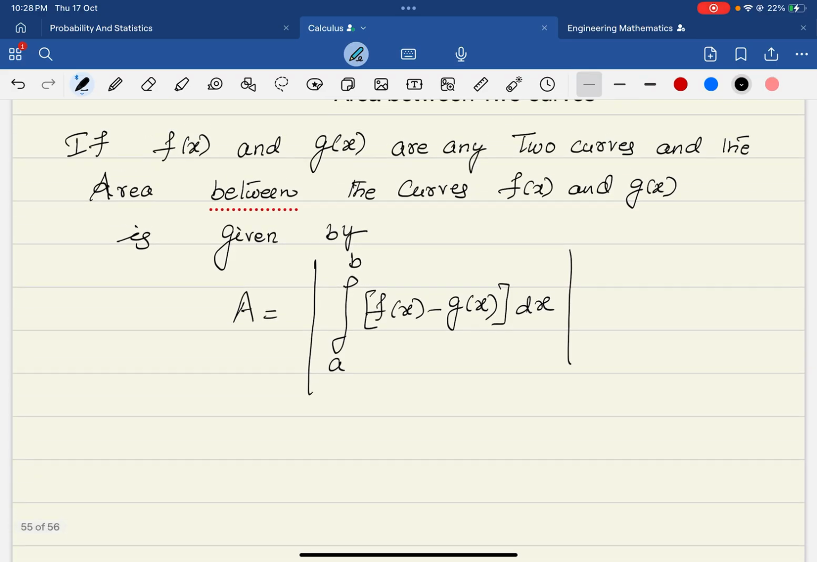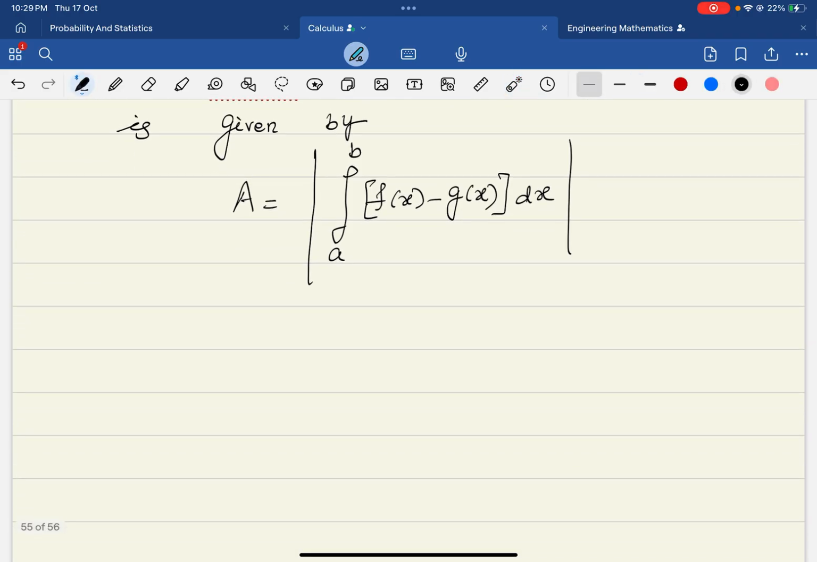So, for example, if you have any two functions, like two curves f of x and g of x, then the area between the two curves is given by the integral of f of x minus g of x, the difference, within the limits a to b. So now let us draw to understand.